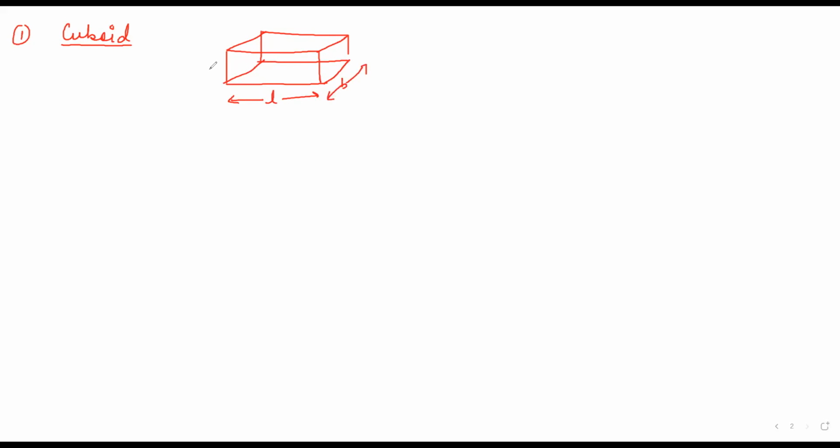The first figure is the cuboid. So draw a diagram. This is how a cuboid looks, right? One side is the length. This is the length of this cuboid. This side is the breadth of this cuboid, and this is the height of this cuboid.